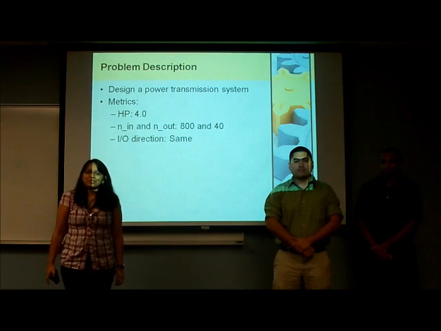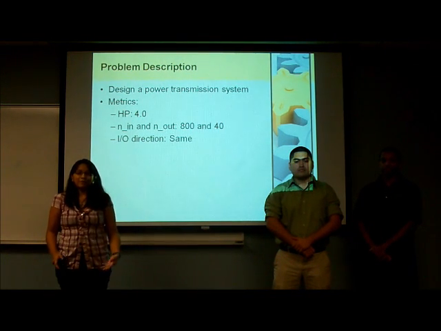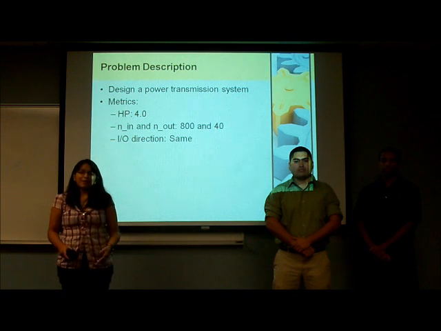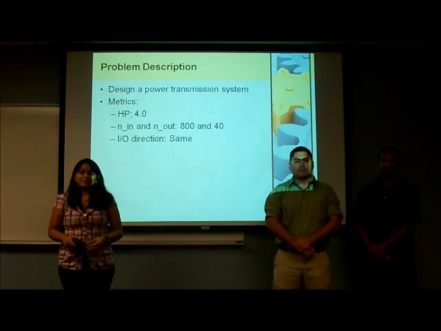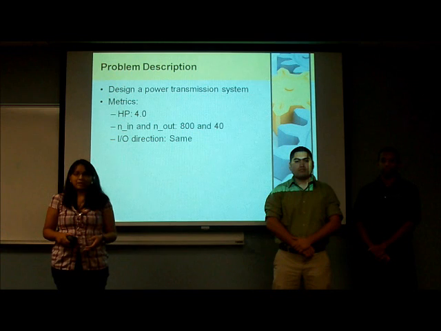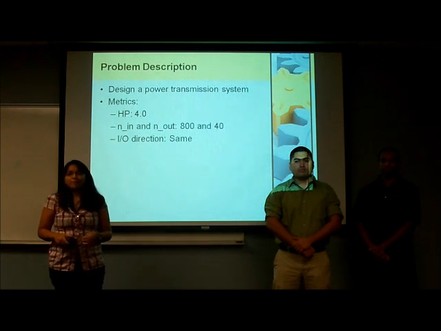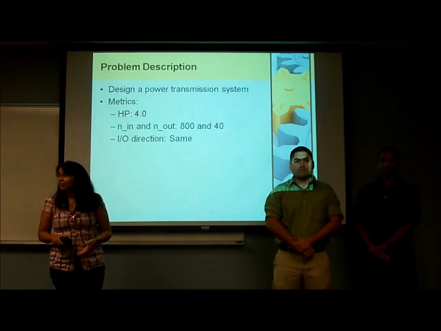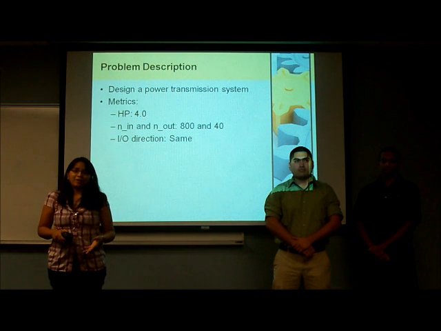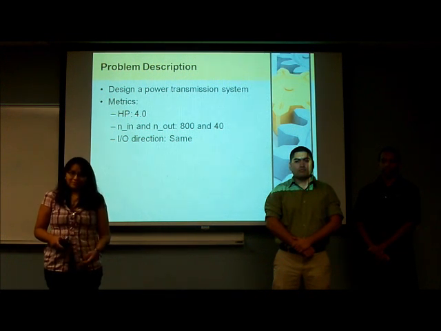Our problem definition is that we have to design a power transmission system. It must have a horsepower of 4.0. It must have an input and output speed of 800 RPM and 40 RPM. And also, it must have an in and out direction. It has to be the same direction.